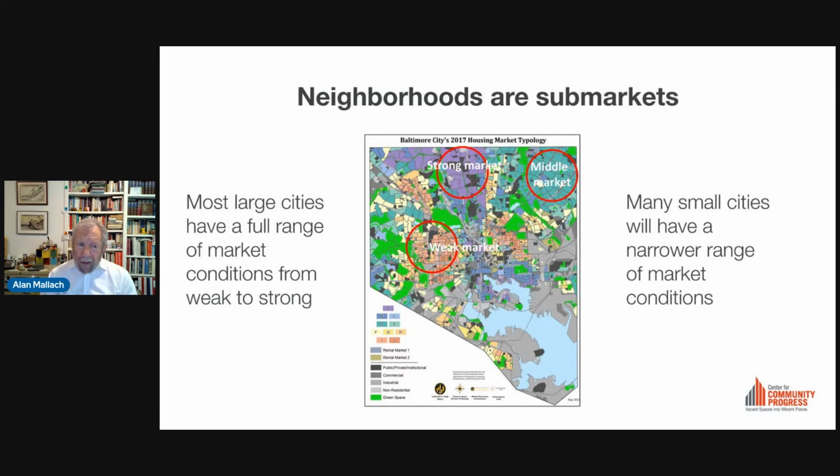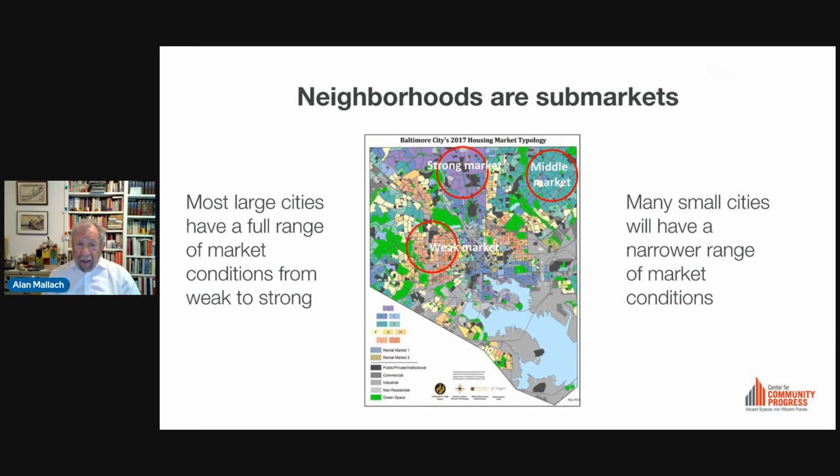Now, in a lot of smaller cities, the range is much narrower. So, for example, Trenton, which is a city of 90,000 people compared to Baltimore's 600,000, has a lot of variation between neighborhoods, but the extremes are closer. The strongest neighborhood is less strong than the strongest neighborhood in Baltimore by far.